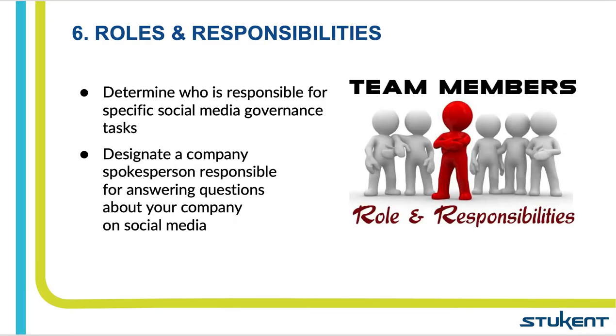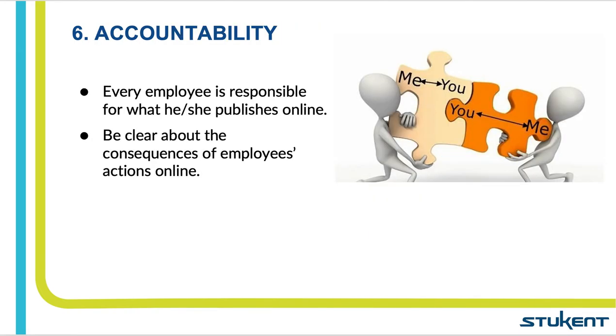Six, roles and responsibilities. Determine who is responsible for specific social media governance tasks. All right. Who is going to oversee this on your team? Designate a company spokesperson responsible for answering all questions about your company social media. You don't want to have eight different people answering because you'll get eight different ways that they answer things. You want to make sure every employee is responsible for what he or she publishes online. That falls under accountability. Be clear about the consequences of employees' actions online. If they step out, what are the consequences for that? You could let them know, that type of thing.